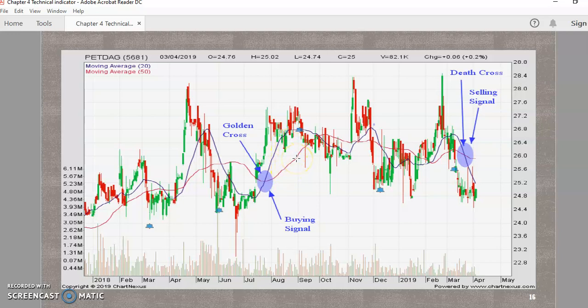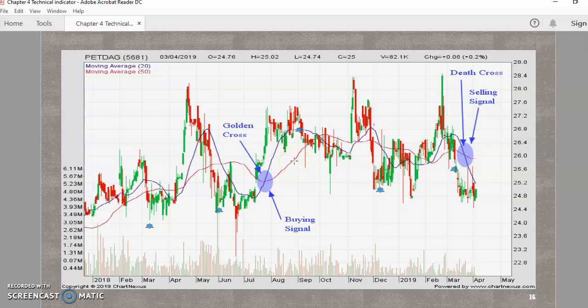And then for a selling signal, we call it a death cross intersection. A selling signal occurs whenever a shorter moving average crosses below the longer moving average. In this chart, the blue line is the shorter moving average, and the red line is the longer moving average.